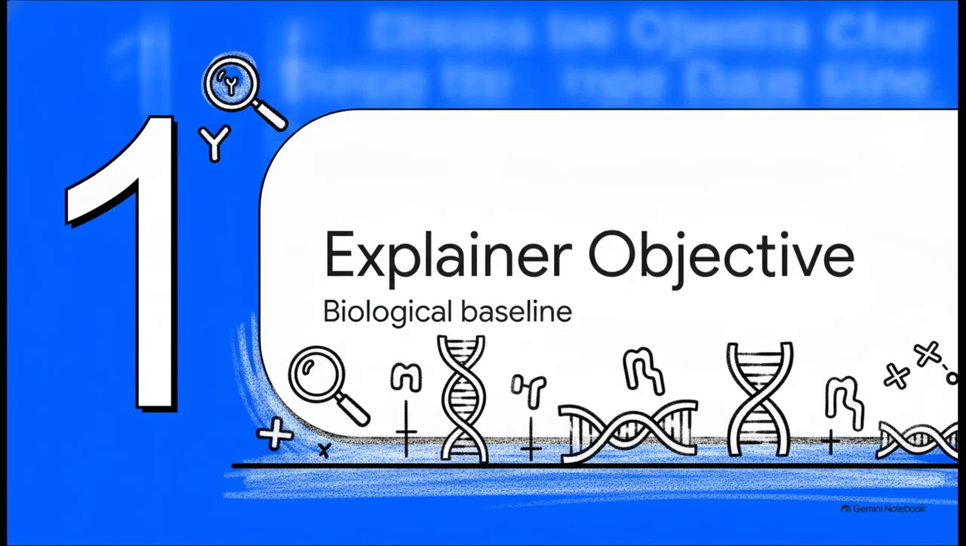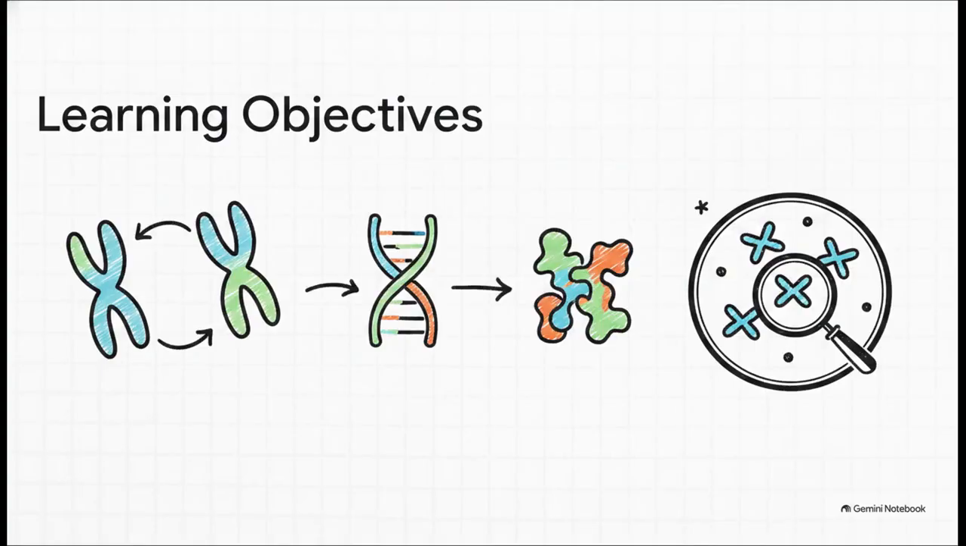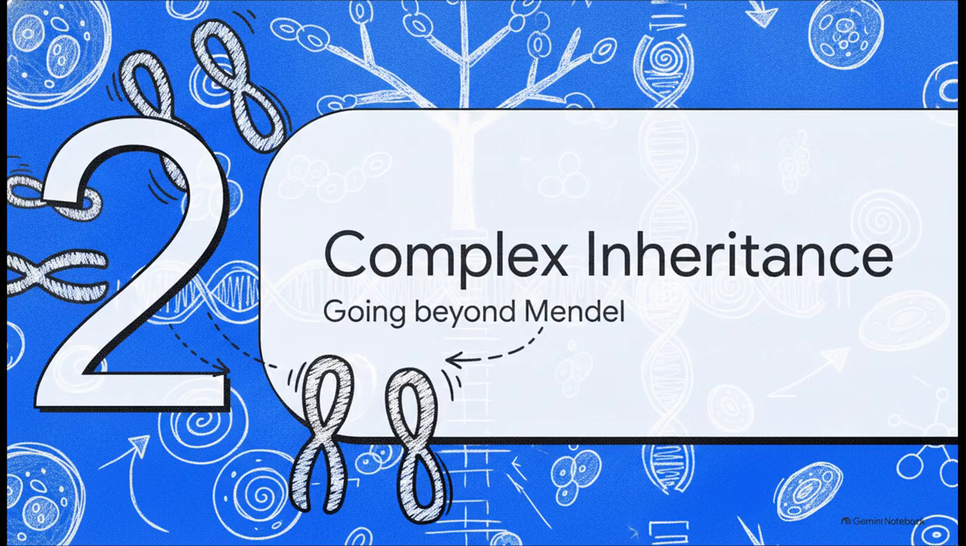Section 1. Explainer Objective. Setting our biological baseline. So, what are we actually doing today? Our goals are to unpack chromosome linkage and recombination, trace the exact molecular flow of genetic data from DNA all the way over to proteins, and clear up a pretty massive misconception about how chromosomes actually behave when a cell divides. By the time we finish this explainer, you'll have a really solid visual understanding of all three of these pillars.